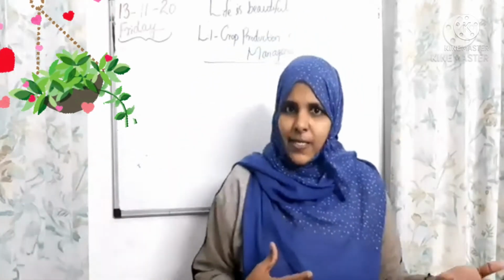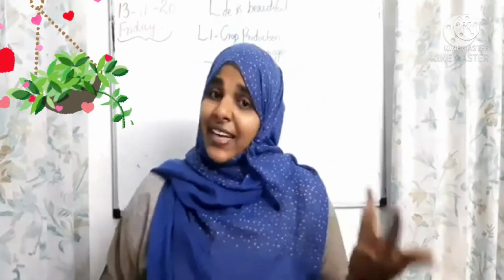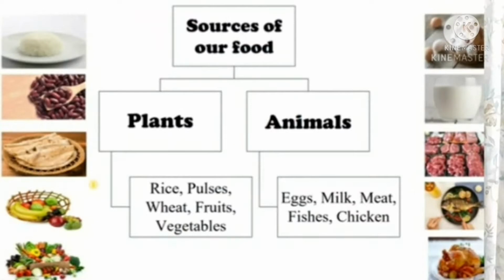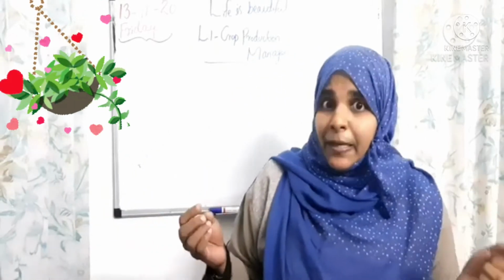From where do we get this food, children? We can get food from plants and animals, is it? We are eating many cereals, grains, pulses. We can get these foods from our plants. What about meat, milk, egg? That also we are eating, and we can get that food from animals. So we are depending on plants and animals, is it?